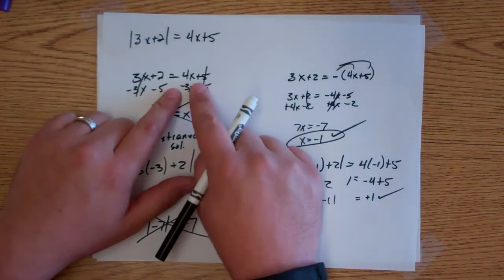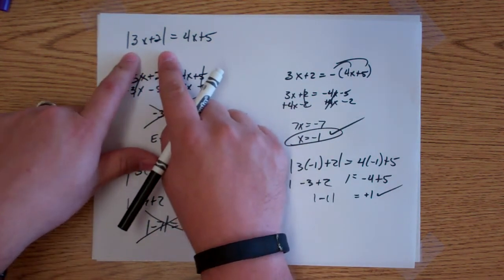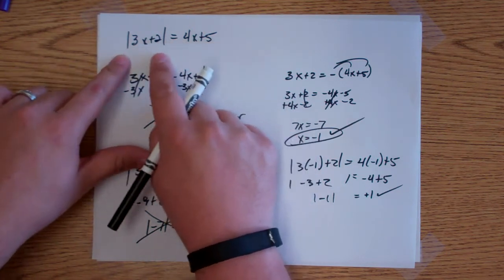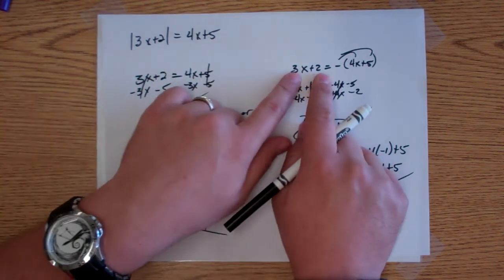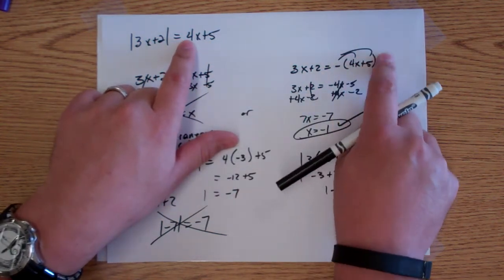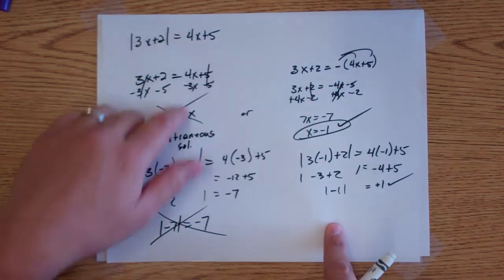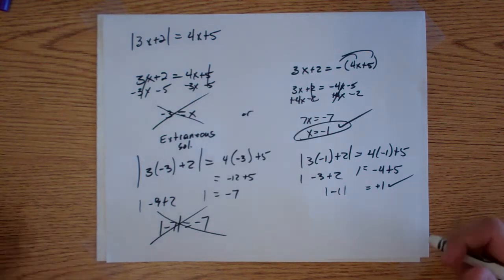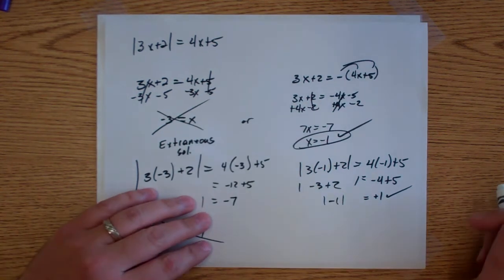Remember, you get two equations. You take your absolute value and set it equal to what's here. And that's what we did here. Then you take your absolute value and you set it equal to negative times all of this, so negative times the 4x plus 5. You solve both, you get two answers. Check them both, make sure they work. All right?